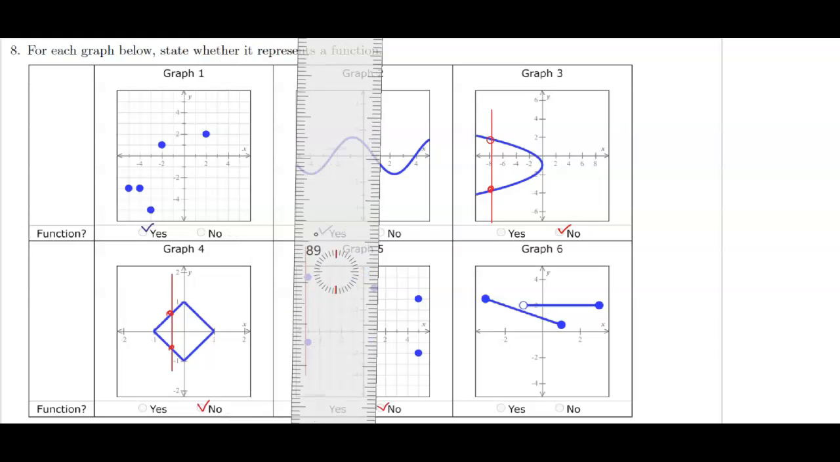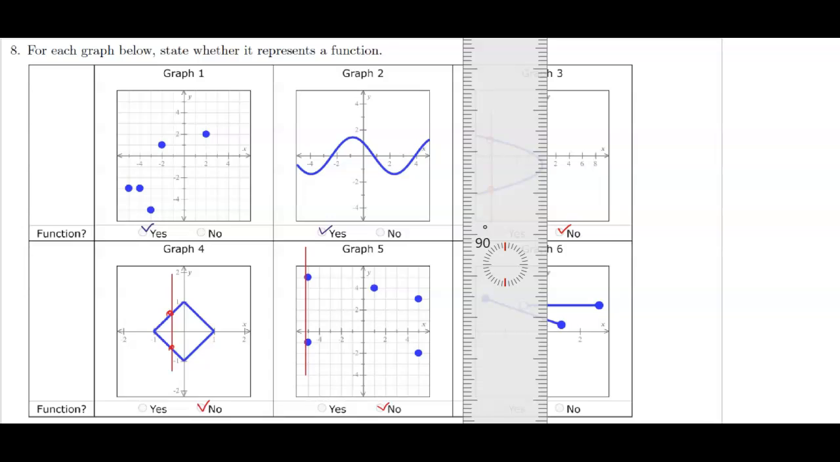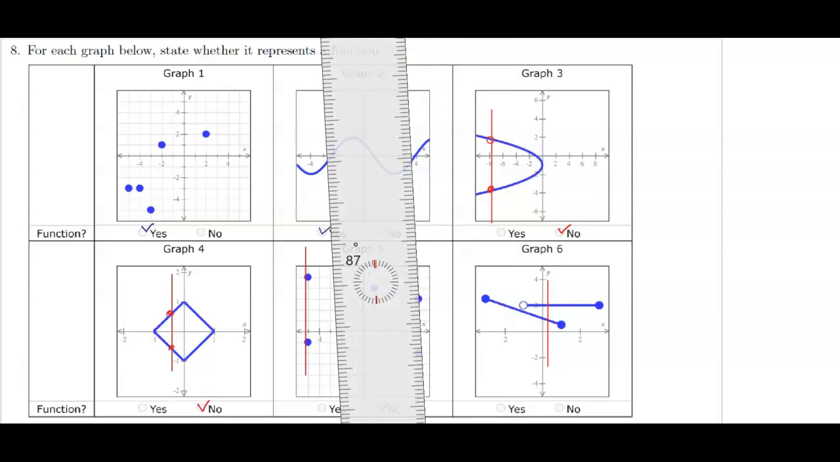And similarly here we have this graph, and it's not a function, because the vertical line intersects it twice, once here, once here. If one line intersects the graph more than once, it is not a function. So this is not a function. All right, so that's all for this question.